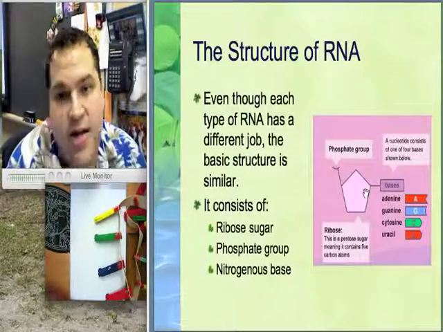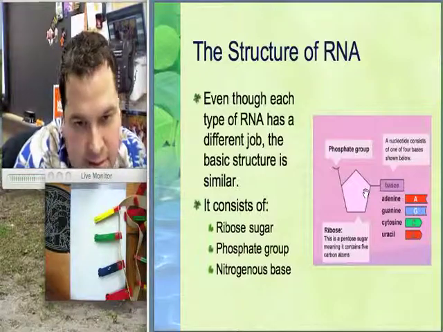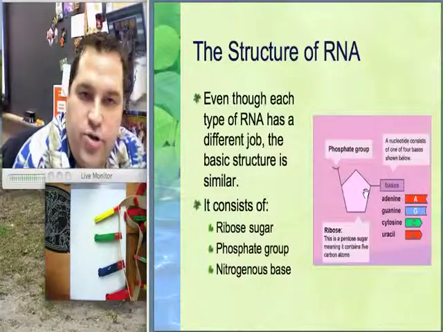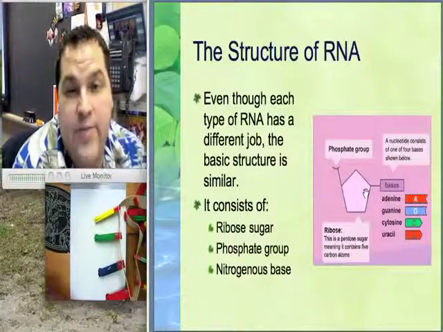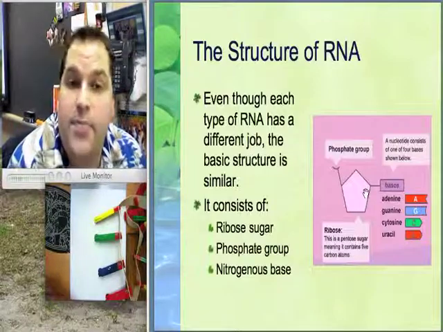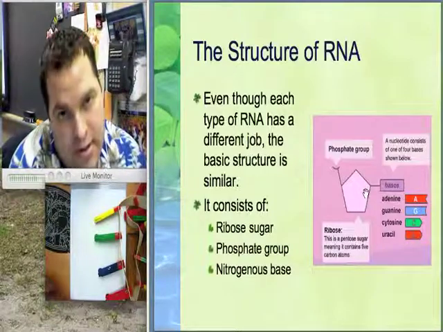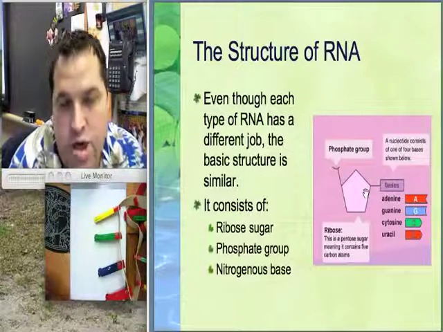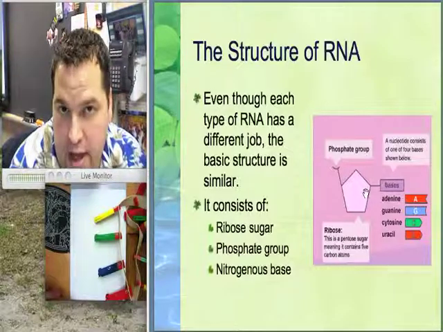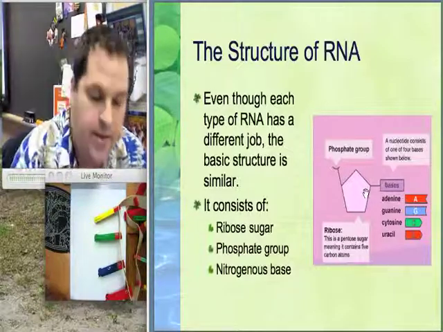This one is 5-sided, not 6-sided like deoxyribose. And the nitrogenous bases are almost all the same, except that there is no thymine. In the place of thymine, there's uracil. That's RNA. So let's go over the differences real quick so that we can distinguish between DNA and RNA.